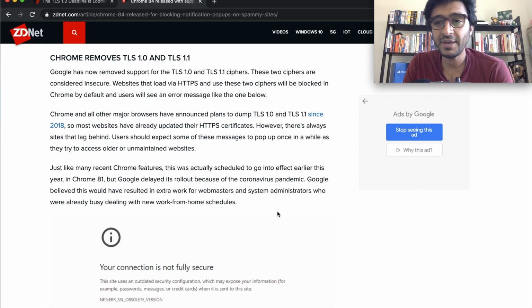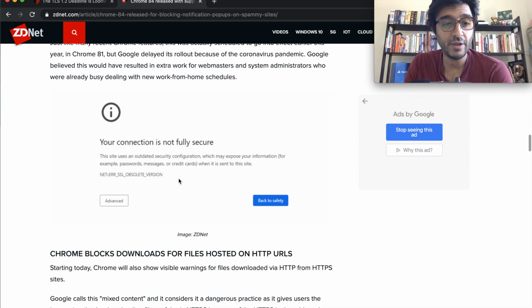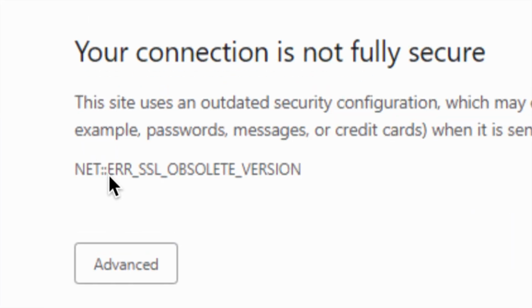Guys, Chrome 84 pulls the plug on TLS 1.0 and 1.1. It's interesting, following Firefox's lead and pretty much every browser in existence. So let's discuss. This is the error that you're going to get, guys. Your connection is not fully secure. And the error says, ERR_SSL_OBSOLETE_VERSION.